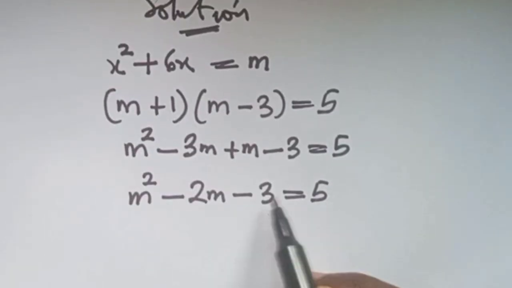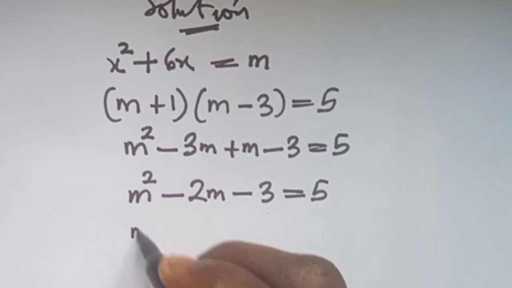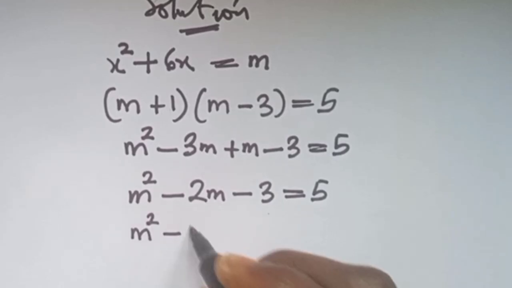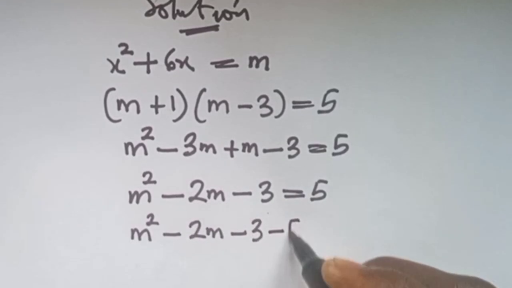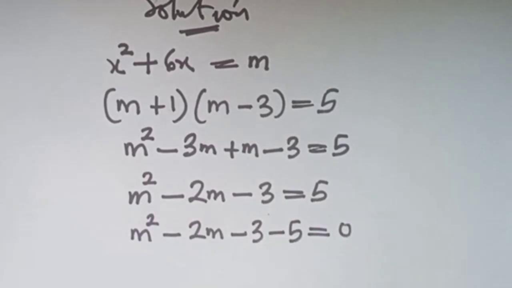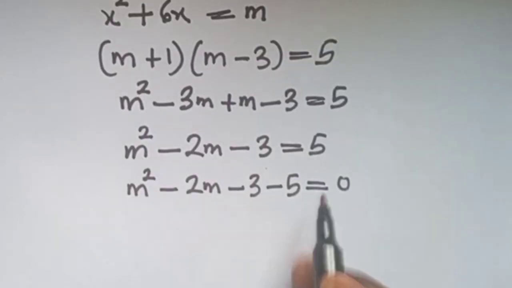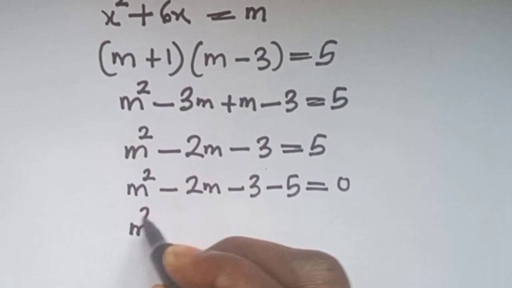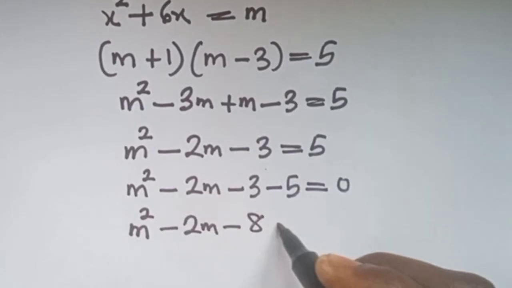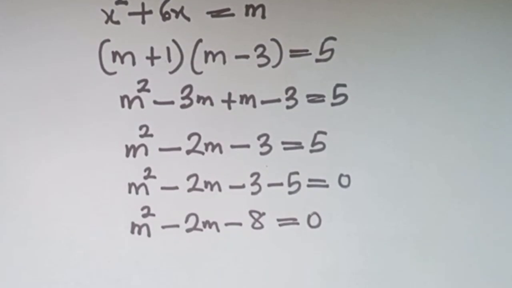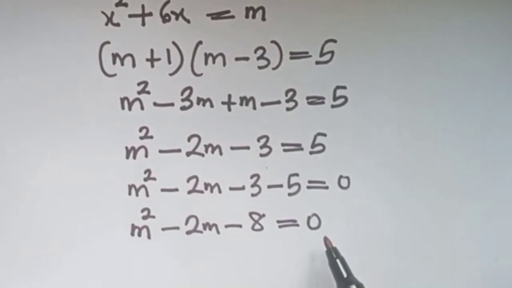We're going to take 5 to the left hand side, so that m to the power of 2 minus 2m minus 3 minus 5 is equal to 0. Our equation therefore becomes m to the power of 2 minus 2m minus 8 equals 0. And this is a typical quadratic equation.